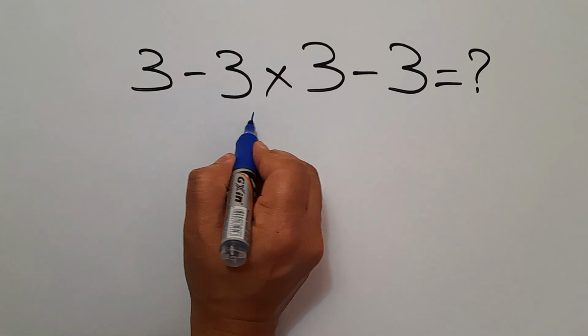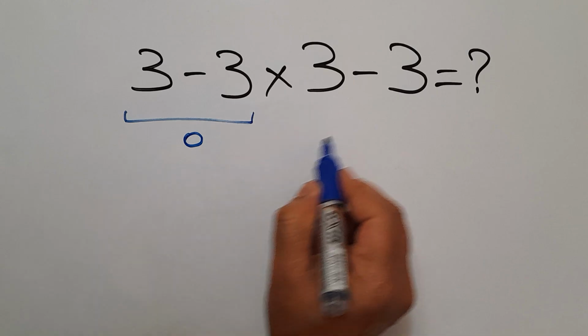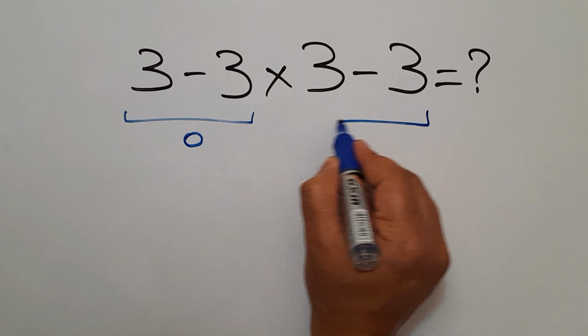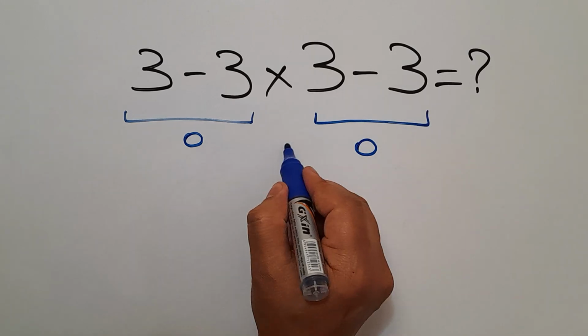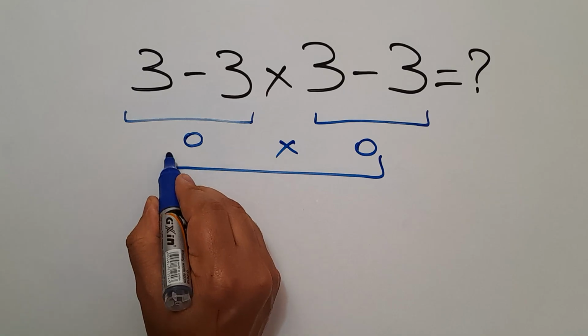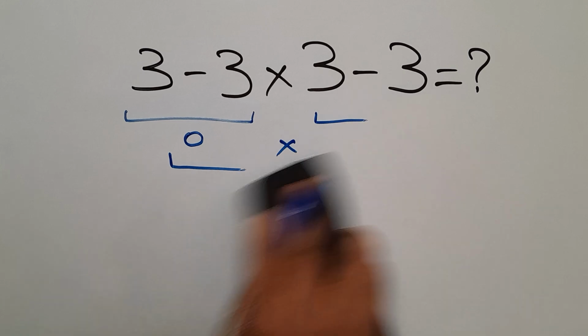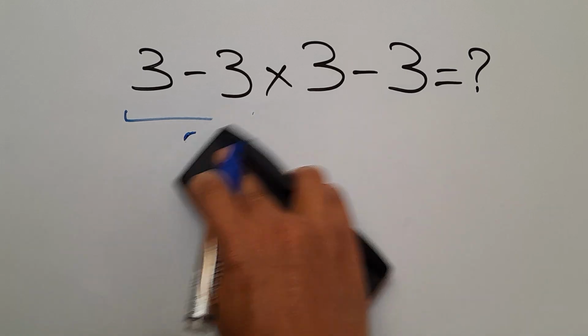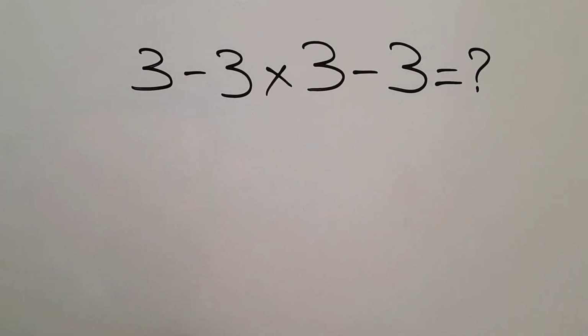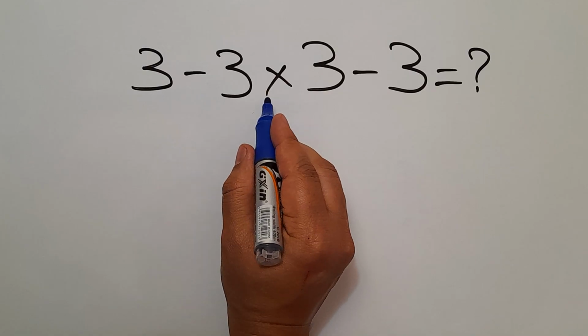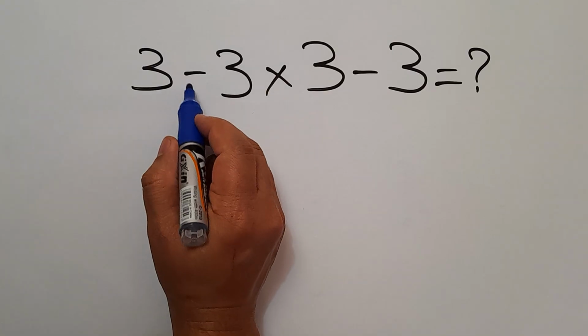3 minus 3 gives us 0, and again we have here 3 minus 3, which equals 0, and 0 times 0 is just 0. But this answer is not correct, because according to the order of operations, multiplication and division have higher priority than addition and subtraction.